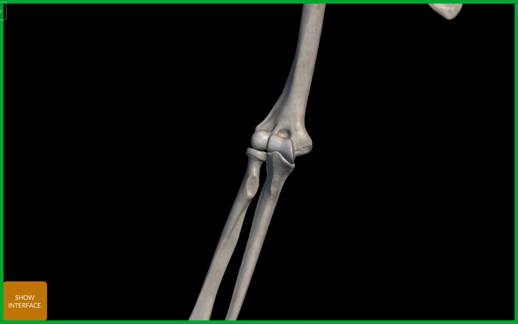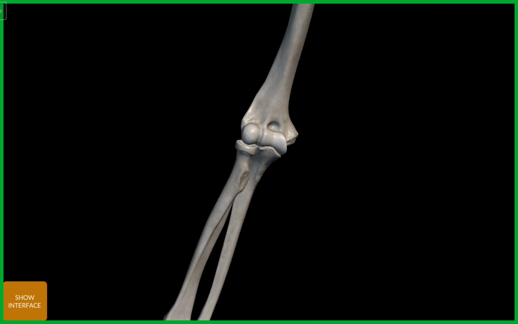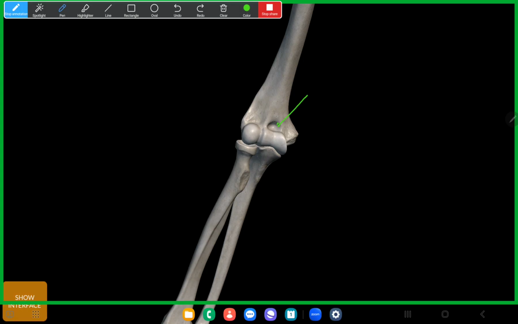Here you can see the two other fossae, the radial fossa and the coronoid fossa. This is the coronoid fossa and this is the coronoid tubercle. This coronoid process accommodates in this coronoid fossa during flexion of the elbow joint.